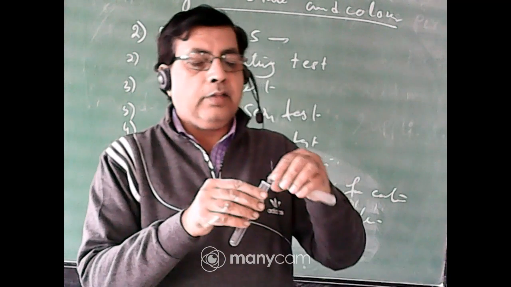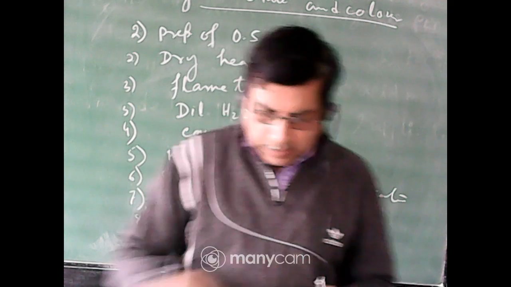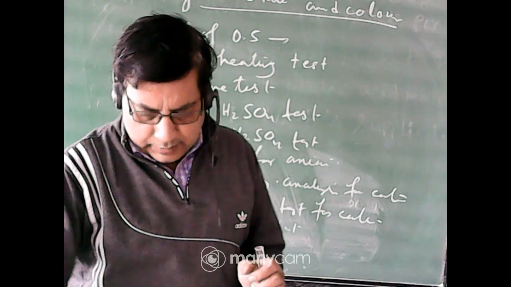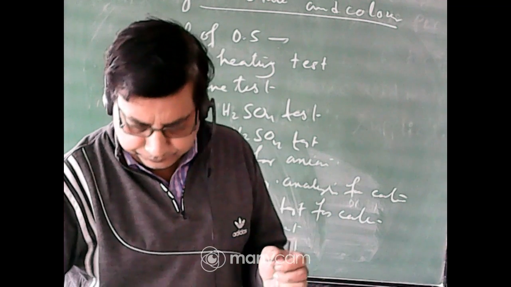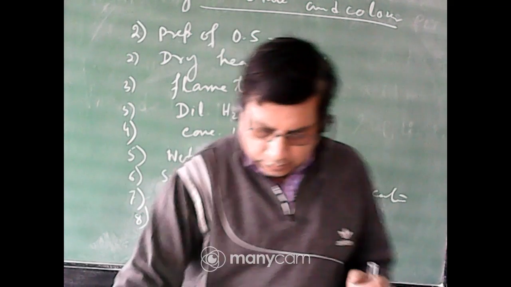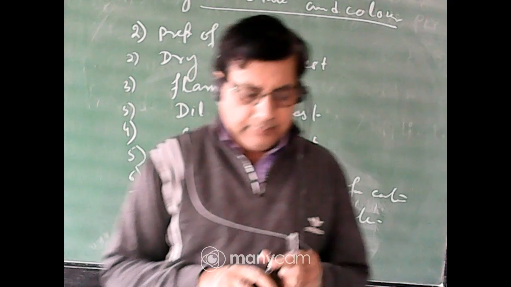Now for test for anion, you take small amount of salt. First you add silver nitrate. First you add barium chloride.